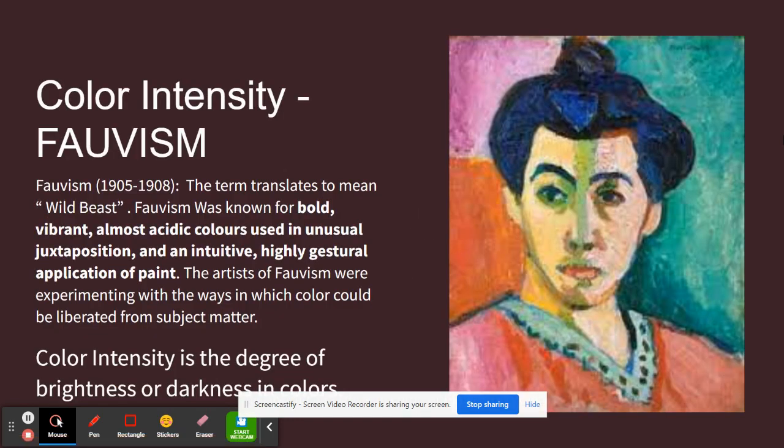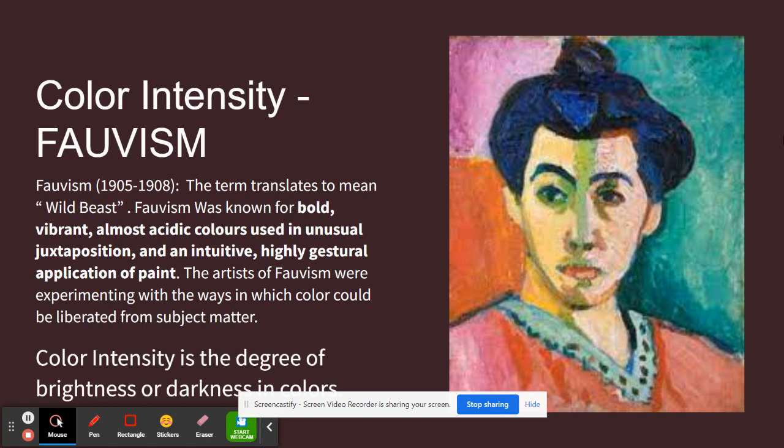Color intensity. We're going to look at a specific movement here called Fauvism. Fauvism was a movement in art from 1905 to 1908. The term translates to mean wild beast. Fauvism was known for bold, vibrant, almost acidic colors used in unusual juxtaposition. Juxtaposition means that they were opposites of each other and they were near one another. It's an intuitive, highly gestural application of paint.